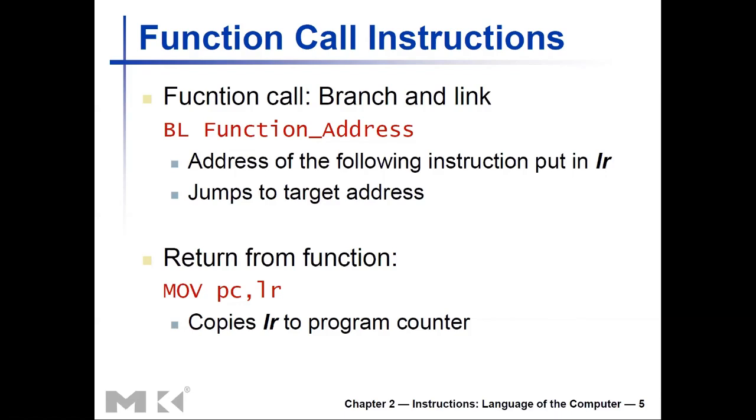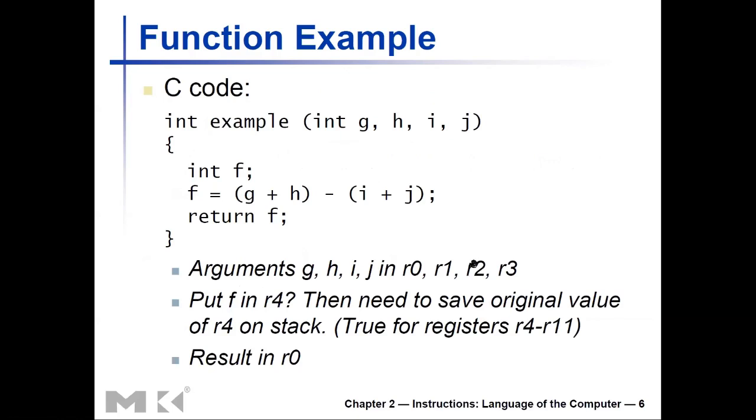And then to return from the function, you have to do this instruction where you move the value in LR to PC, which copies LR to the program counter. Then when the program continues, it will go back to the place where we called the function, right? So that is about it. So the basics we now have discussed, and this one is an example C code for an example function.